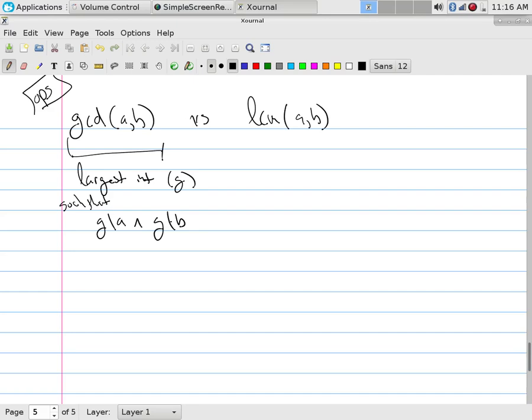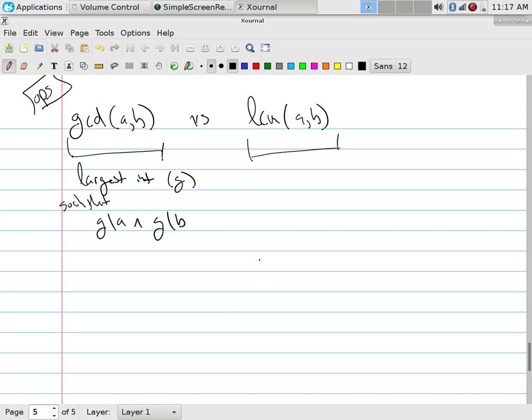So obviously it's smaller, it's to the left of or at A and B. I'm looking for the biggest number that divides A and the biggest number that divides B. Obviously A and B are options, right? Because A divides A and B divides B. So those are possibilities. All right, what does LCM stand for?